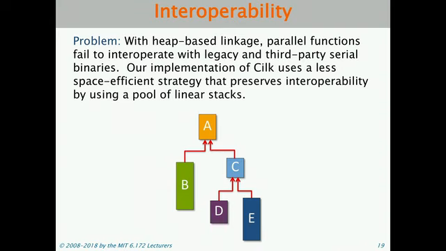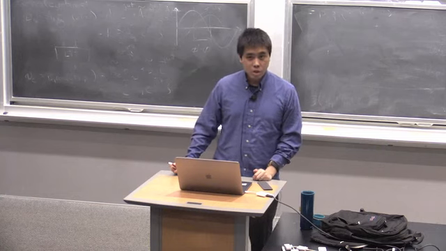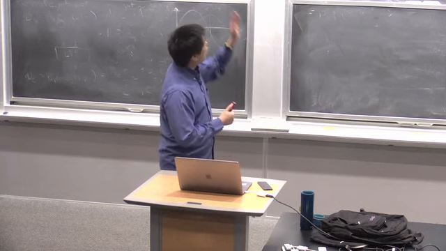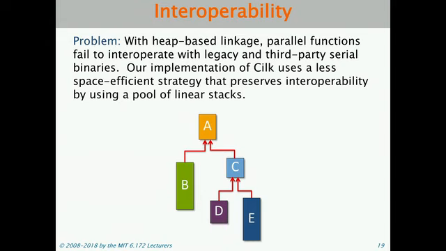This strategy doesn't require any changes to the operating system. There is a way where you can preserve the space and the time bounds using thread-local memory mapping, but this does require changes to the operating system. So our implementation of Cilk uses a pool of linear stacks, and it's based on the Intel implementation.